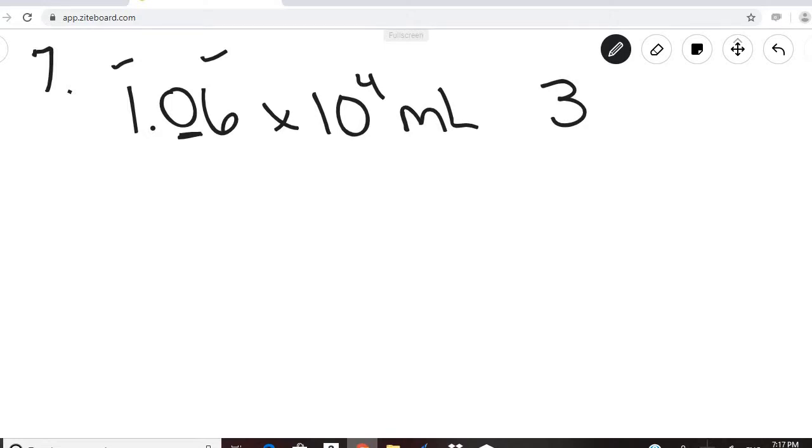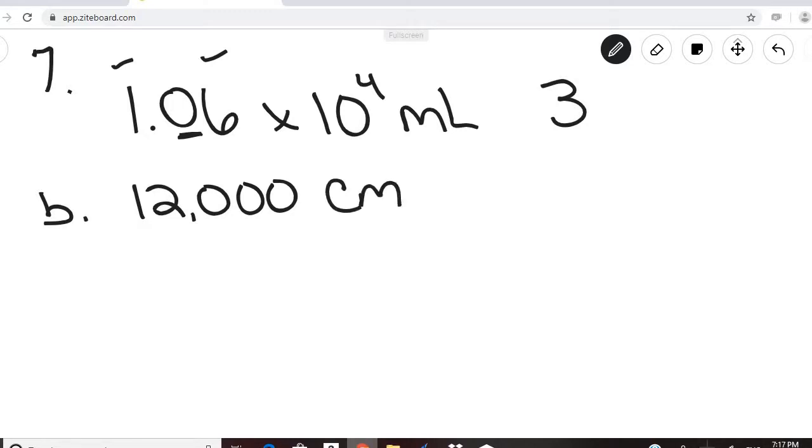Okay, 7B, the number is 12,000 centimeters. So our decimal place would be here. Based on the rules for significant figures, these two would be significant because they are non-zero numbers. And that's it, so there are only 2 significant figures. These zeros are not significant because they are not after the decimal place, and they also are not between 2 other significant figures.